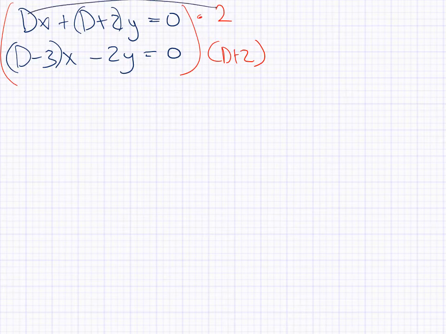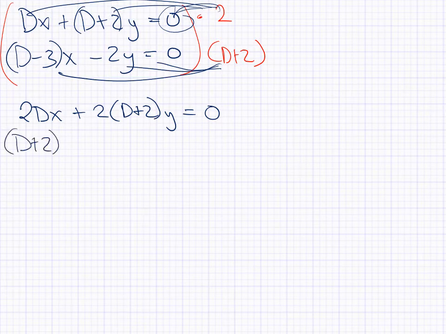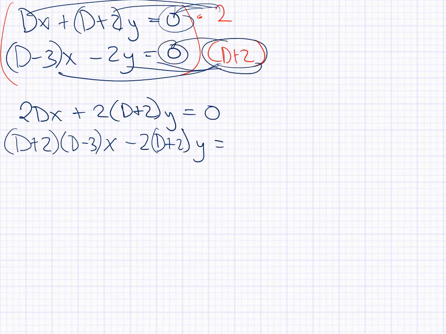So what do I do? 2 distributed in here would give me 2Dx plus 2 times (D + 2)y equals 2 times 0, which is still 0. And (D + 2) operated here, here, and here would give me (D + 2)(D - 3)x minus 2 times (D + 2)y equals (D + 2) operated on 0, which would still leave it at 0. And what you see is now these cancel each other out. So we're left with these x terms and 0.